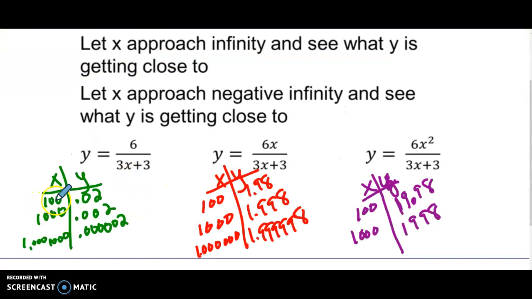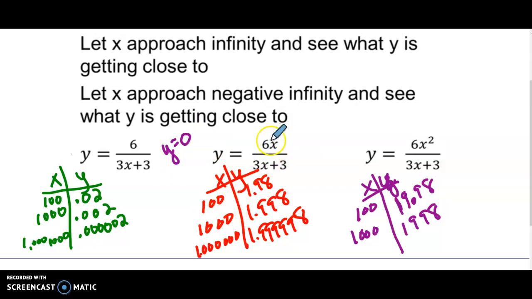Okay, so I put 100 in for x. I got 0.02, 6 over 303. Then I put 1,000 in for x. 6 over 3,003 was 0.002. Then I put 1,000,000 in for x, and I got 0.00000. Can you see that as the bigger x gets, the closer y gets to 0? I'm getting very, very tiny. So the horizontal asymptote here is y equals 0.